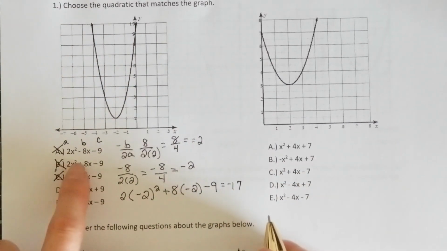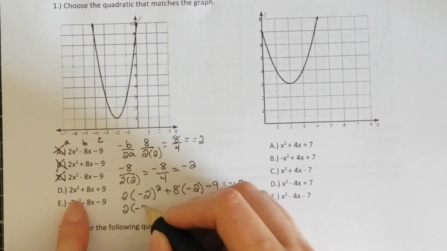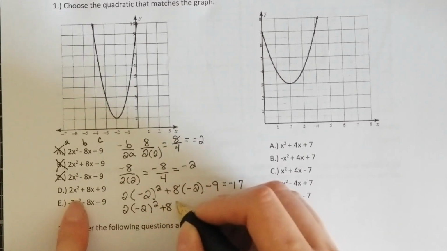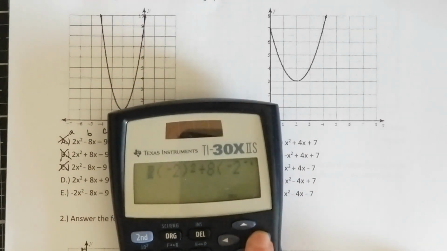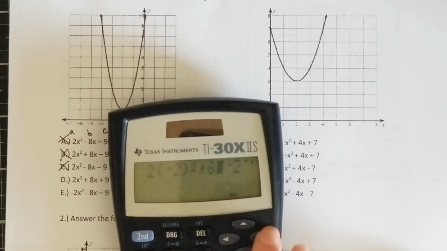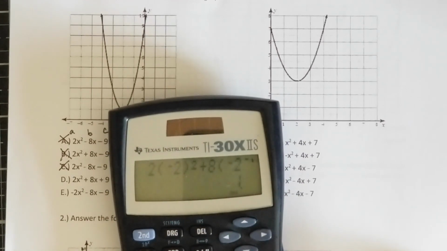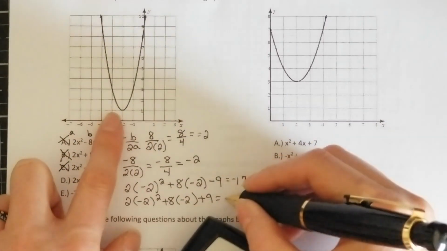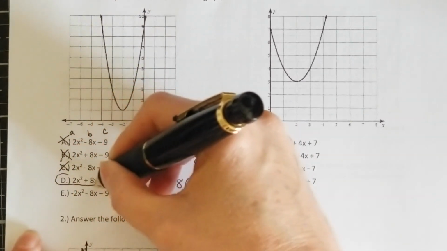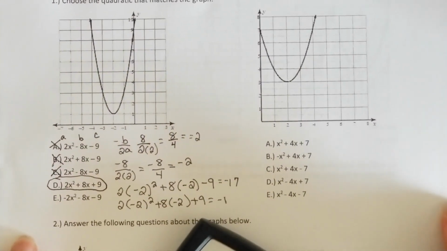Okay, C and B had the same start, so I will take my negative 2 and plug it into D. So 2 times negative 2 squared plus 8 times negative 2 plus 9. So if you have this in your calculator still, you can just go to the very end and just change that sign to a plus. And that gives me 1, and this coordinate is 1. So I got the correct answer. So my answer here is D. No need to check E. Once you find the answer, don't bother doing the others.